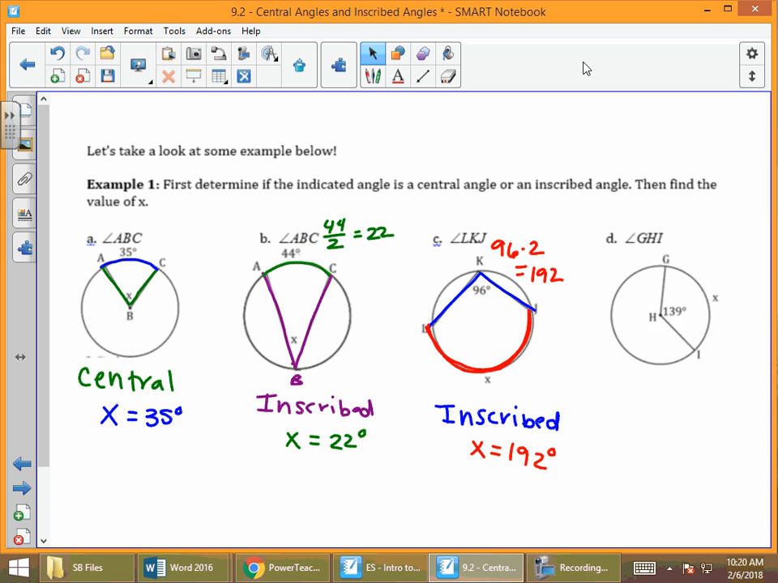And then we take a look at D. We have to classify angle GHI. Is that a central angle or inscribed angle, Bobby? So very good. Vertex is on the center. So if it's a central angle and I'm trying to find X, which is the intercepted arc, what do we know about X? What's its measure? The angle's 139, the arc's also going to be 139.